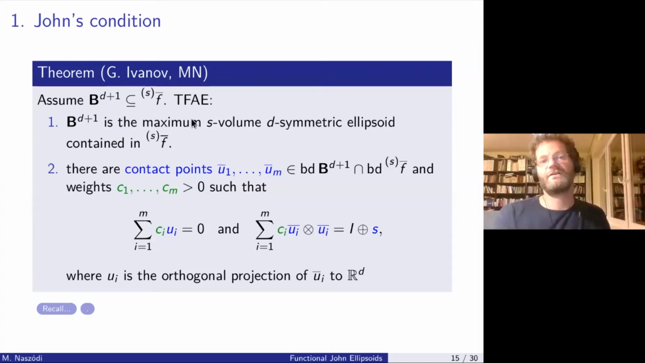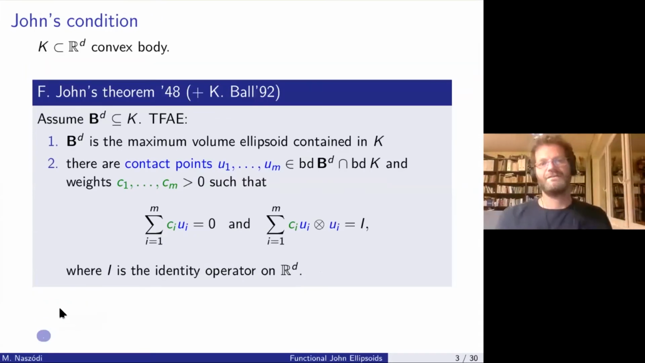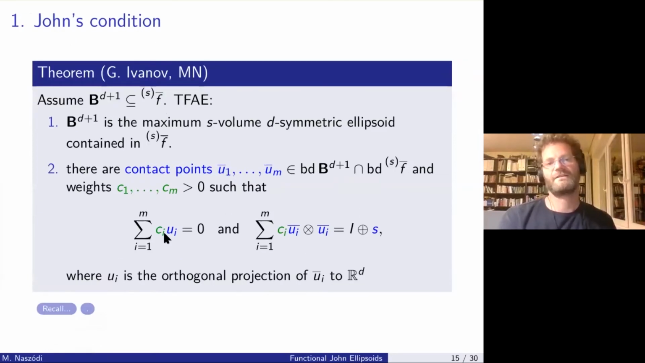In other words, when this ball is the John S ellipsoid of F. So what is the characterization? It looks very much like, let me just go back, what was John's theorem? This is about convex bodies. I need to have contact points so that these conditions hold. And now in our case, we have the same, we need to have contact points.